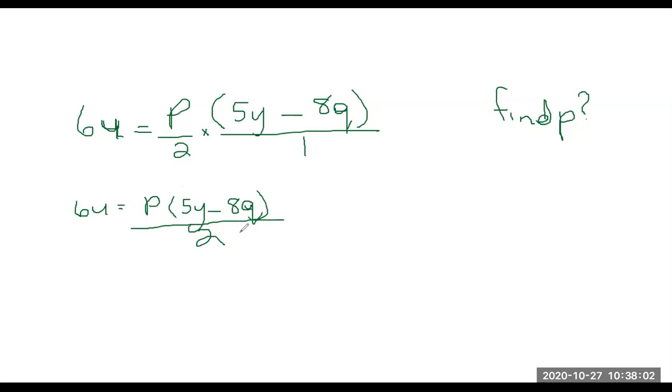The first thing I'm going to do: I have a 2 in the denominator. I need to get rid of it first. Whenever you have something in the denominator, just get rid of it. I multiply by 2. Whatever you do on one side, you do on the other side. Because I'm trying to get rid of this 2 in the denominator. It's in the way. So 12u is equal to p times 5y minus 8q.